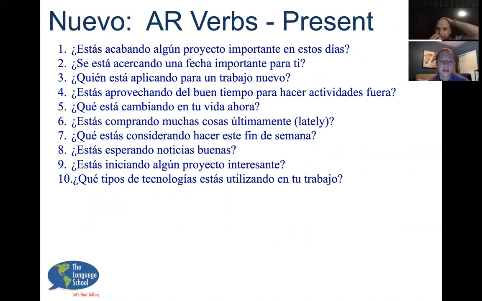Sí. Estoy acabando un proyecto importante en estos días. ¿Se está acercando una fecha importante para ti? It's like saying is an important date getting close. Acercarse is to get close. You know what cerca means? Cerca means close. So acercarse is to get close. Sí, una fecha importante se está acercando, mi cumpleaños.